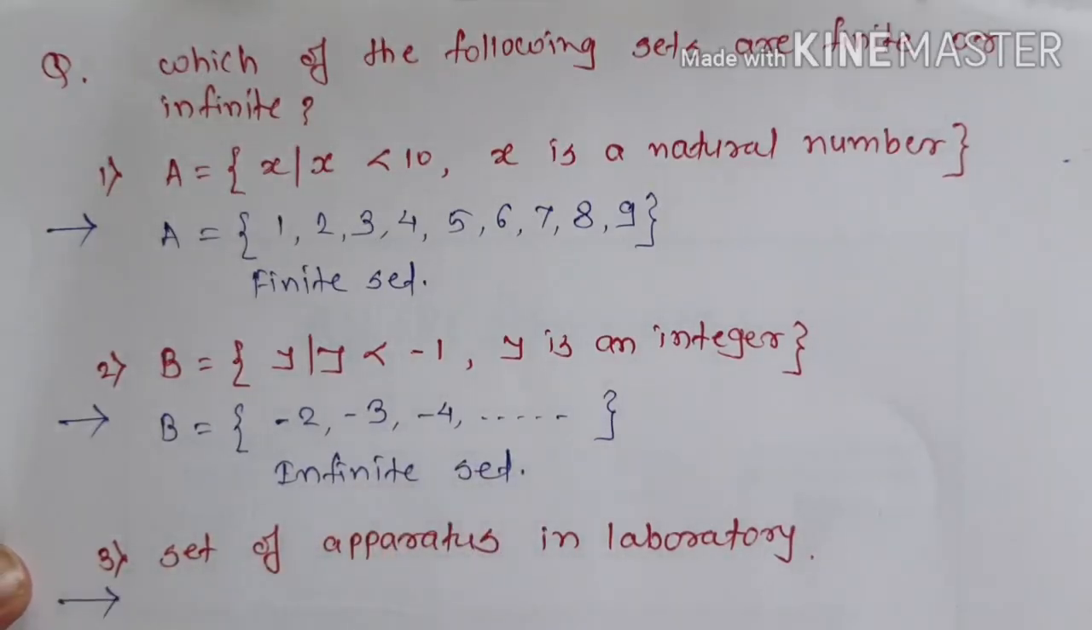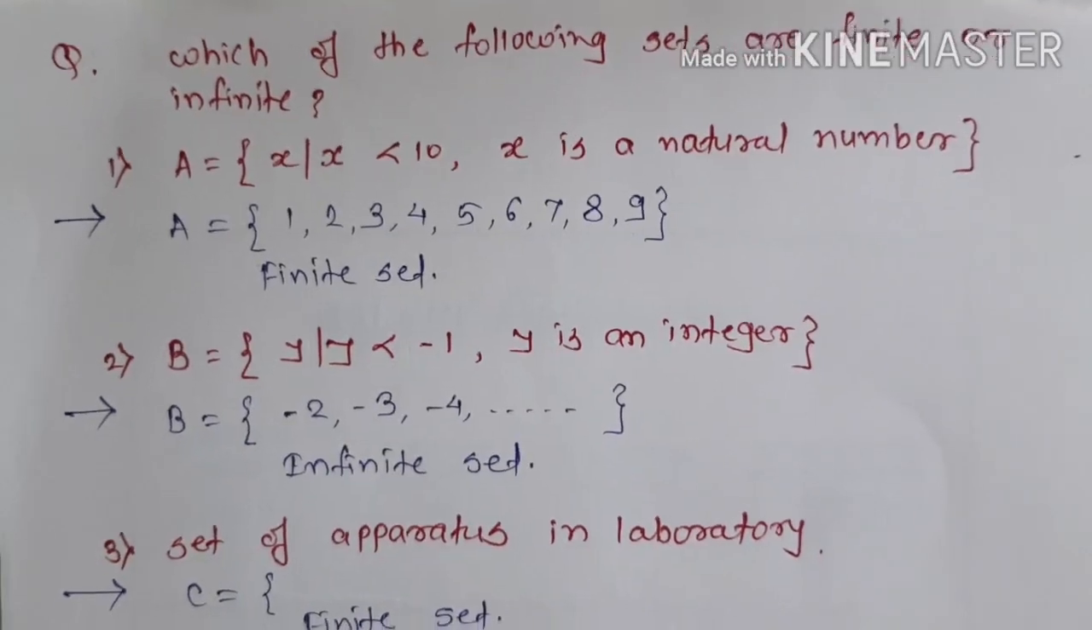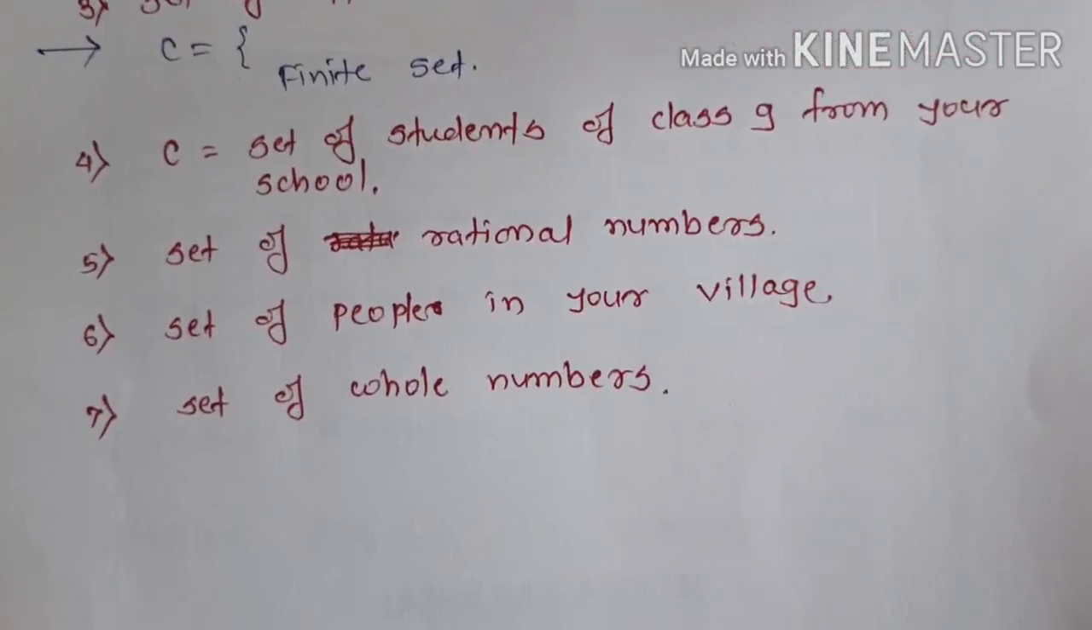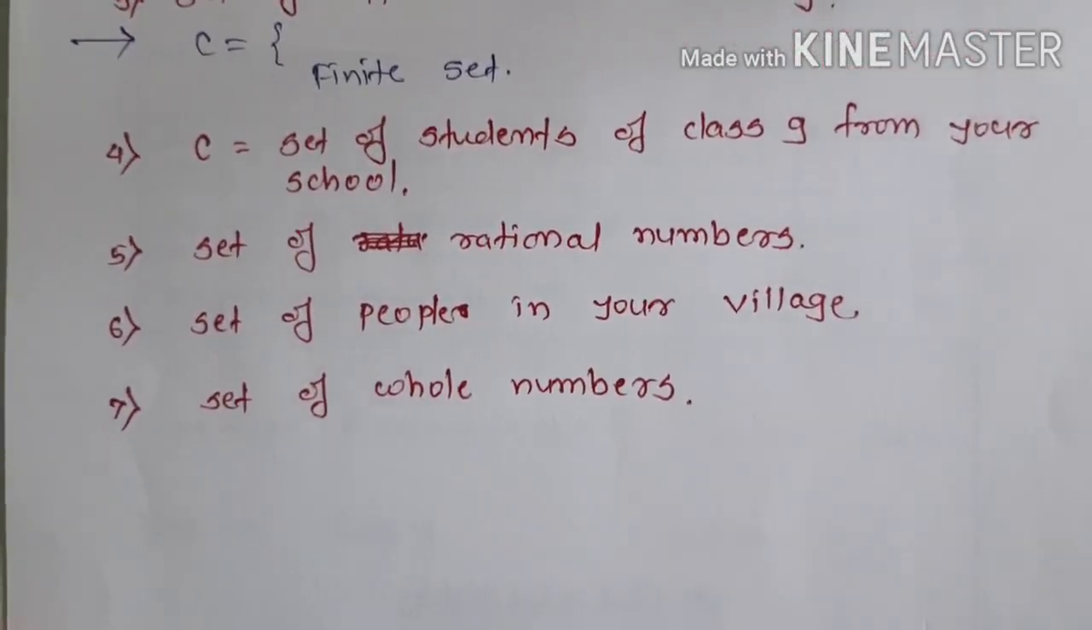Now the next problem, the set of apparatus in our laboratory. We see various apparatus in our laboratory, and if we go on counting them, we can count them. So all the apparatus in our laboratory are countable. That means if we go on counting those apparatus, the counting process ends. That's why the set of apparatus in a laboratory is also a finite set, as the elements in this set are countable. We have a few more problems like this, so you have to solve them on your own. Try to solve them. This is for homework.